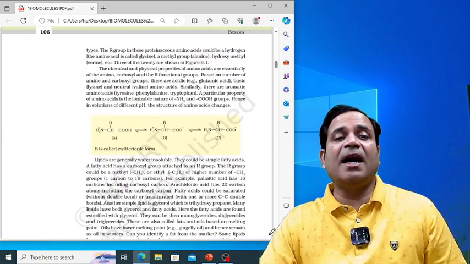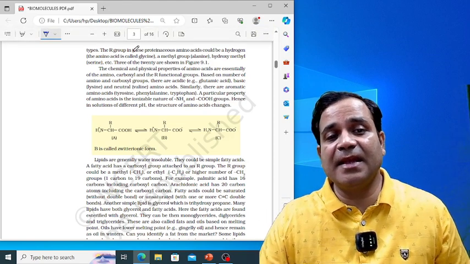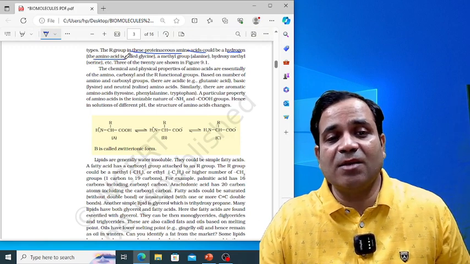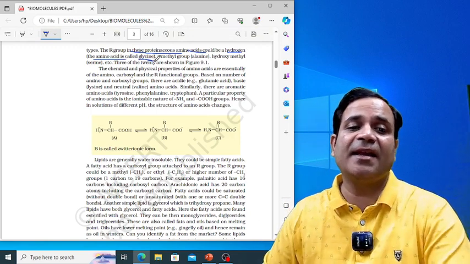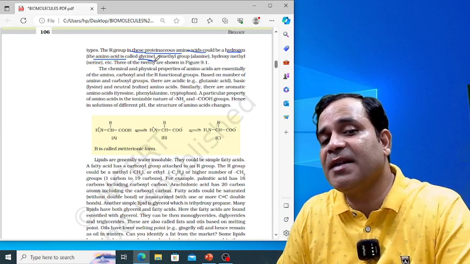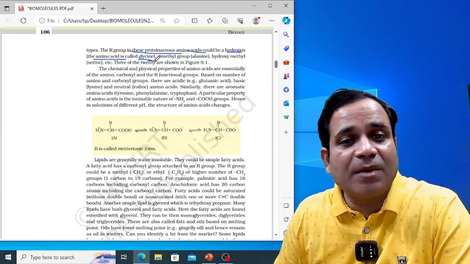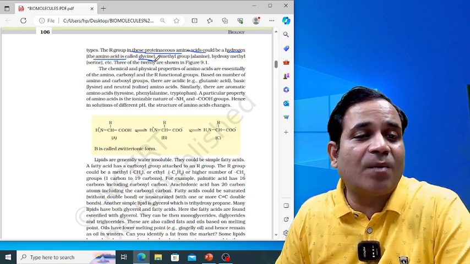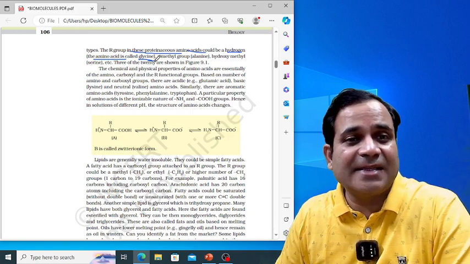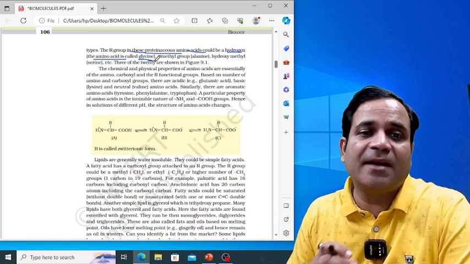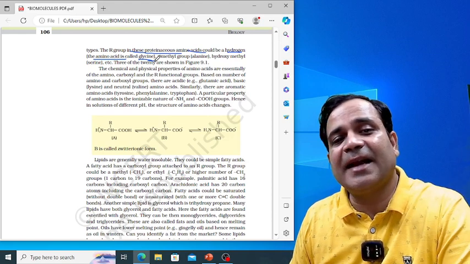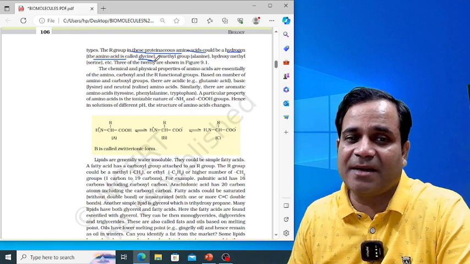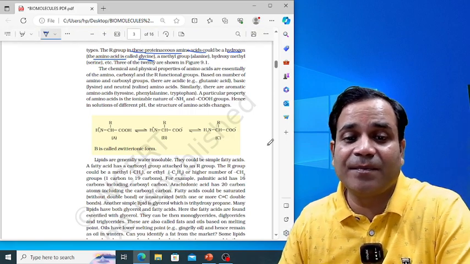So the R group, that is the functional group in the proteinaceous amino acid, could be a hydrogen. The amino acid is then called glycine. So if they contain hydrogen there, that is called the amino acid glycine, correct? Simply, the methyl group gives alanine, hydroxymethyl gives serine. These are the 20 chain carbon amino acids, my dear, given in Figure 9.1. See this one.